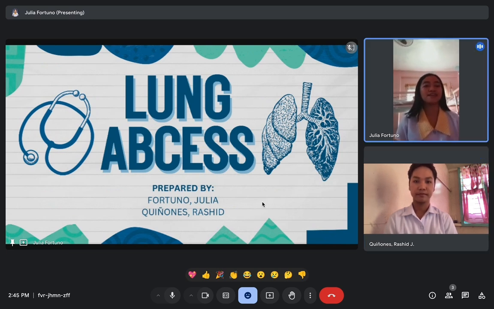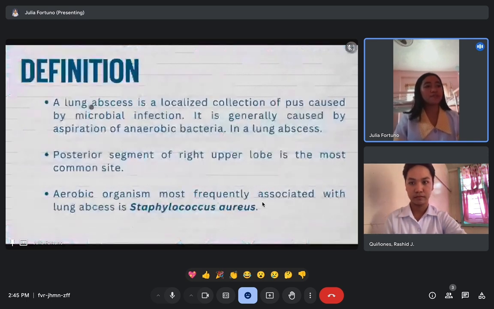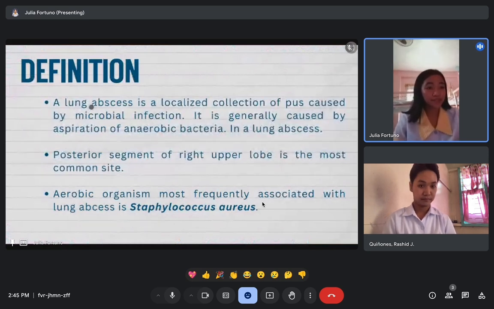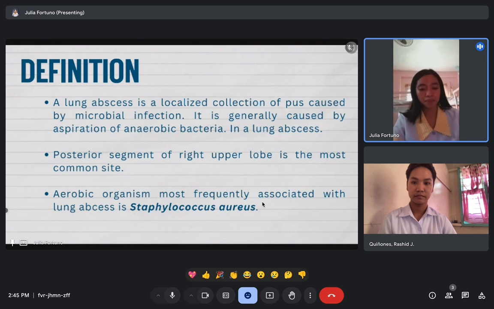We will be talking about the lung abscess. First, let's define the lung abscess. The definition of the lung abscess is a localized collection of pus caused by microbial infection. It is generally caused by aspiration of anaerobic bacteria. It usually occurs in the posterior segment of the upper lobe, which is the most common site of the lung abscess. And next, an aerobic organism that is most frequently associated with the lung abscess is Staphylococcus aureus.